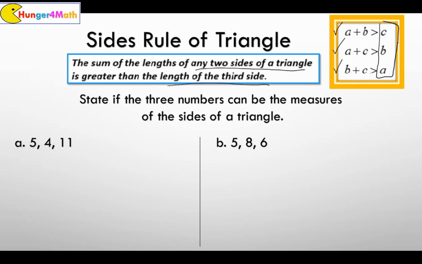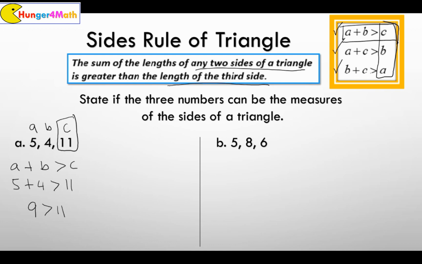Let's try this. State if the three numbers can be measures of the sides of a triangle. For letter A, the side lengths are 5, 4, and 11. Let's name them as A, B, and C. Now as you can see, letter C is the biggest number, which is 11, which means we're going to use the first formula: A plus B is greater than C. Now let's substitute. A is 5 plus B is 4 is greater than C is 11. From here, 5 plus 4 is 9, is it greater than 11? As you can see, 9 is not greater than 11, which means this is not a triangle.